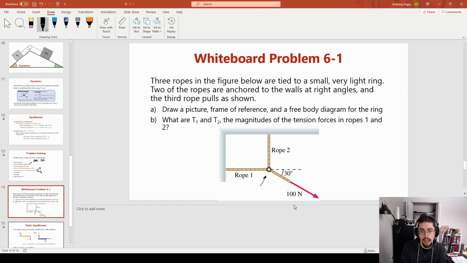Draw this picture out. Please, draw this picture out. Draw your axes, draw your forces. Once you have done that, separate out x and y directions, find T1 and T2, the tension in rope 1 and rope 2, the magnitude of each tension. So, I'm going to give you guys, say, the next 4 or 5 minutes here to work on this one, and then we will talk about it all together.